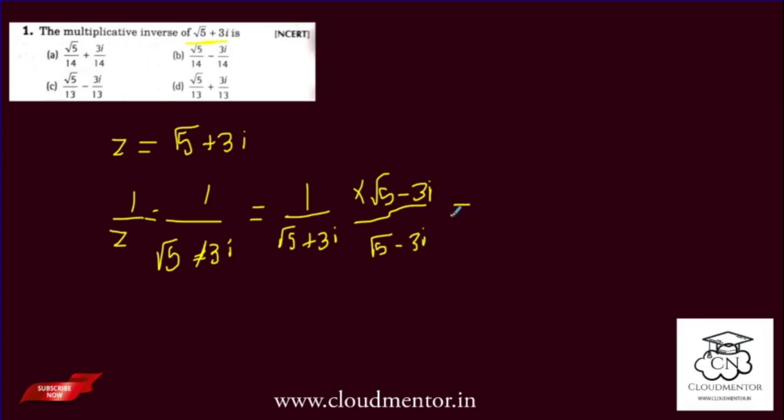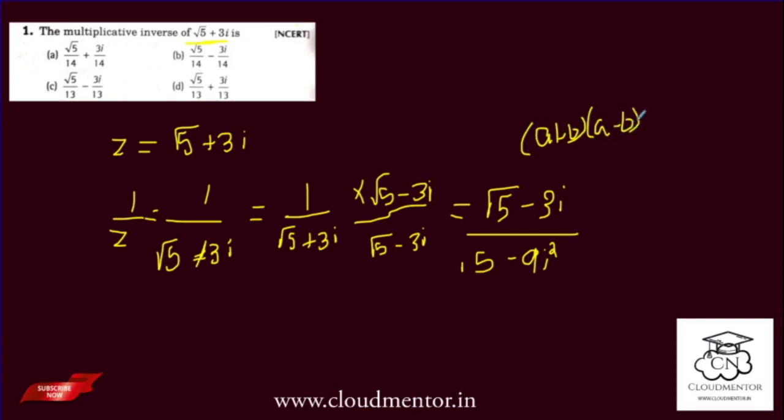So we get root 5 minus 3i divided by root 5 the whole square, that is 5, minus 3i the whole square, that is 9i square. 5 minus 9i square. So how do we get that? Yes, that is the a plus b into a minus b. It's the same formula, we know that a plus b into a minus b will be equal to a square minus b square.